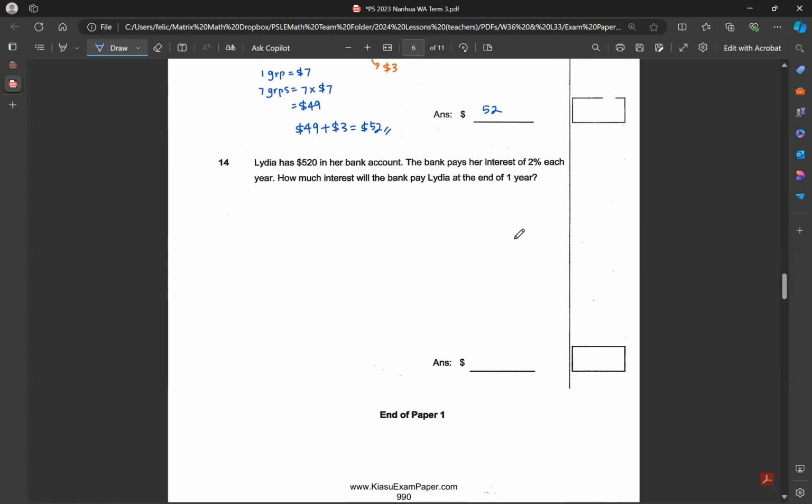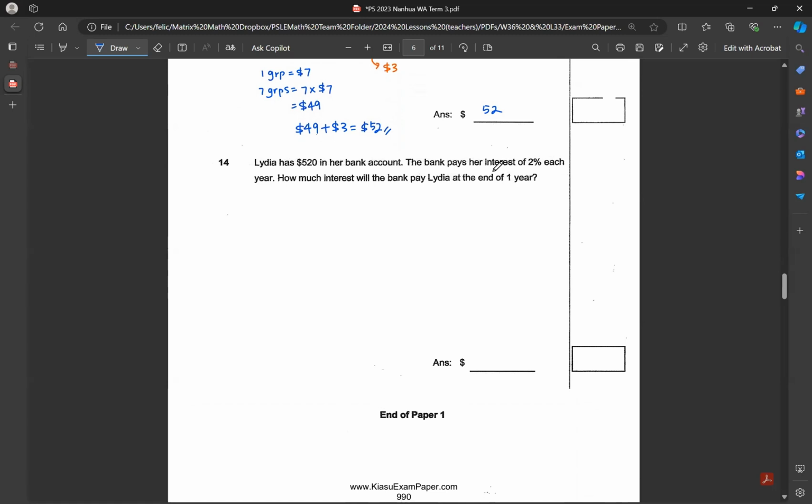Okay, question 14. Lydia has $520 in her bank account. The bank pays her interest of 2% each year. How much interest will the bank pay Lydia at the end of 1 year? Okay, so back to percentage question.